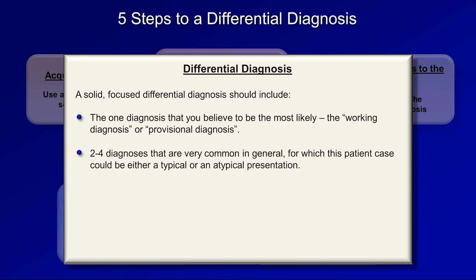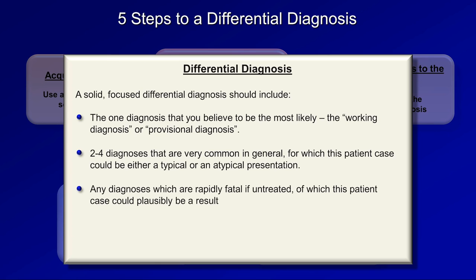2 to 4 diagnoses that are very common in general, for which this patient's case could be either a typical or an atypical presentation. Any diagnoses which are rapidly fatal if untreated, of which this patient's case could plausibly be the result. This is often known as a, quote, don't miss diagnosis.